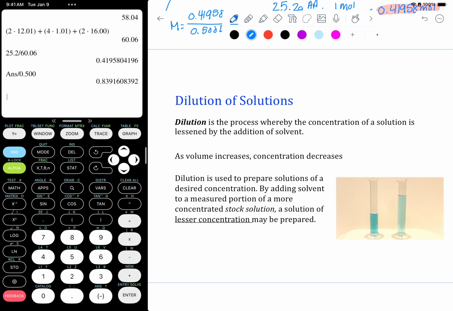Next up, I want to talk about what we then do with these solutions. After we make them and we find their concentrations, there's one additional thing that we can do, and that's diluting them. So the process of dilution is where we take the concentration of a solution and we decrease it by adding more solvent. So think of it like when you were a kid making Kool-Aid.